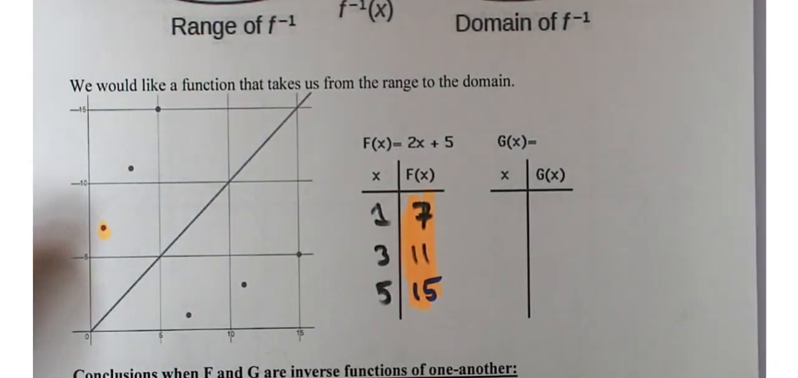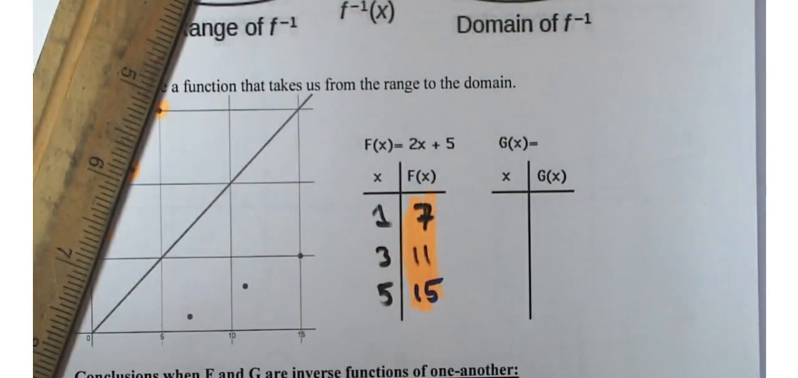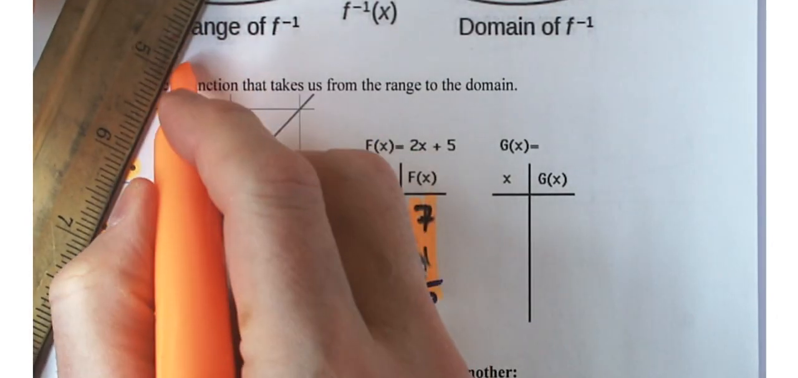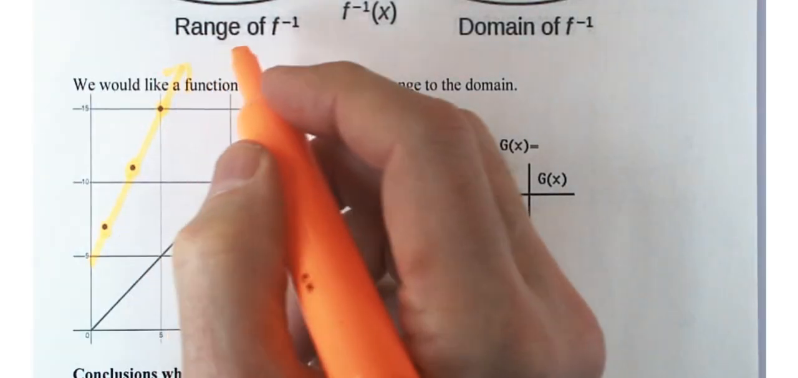1 and 7, 3 and 11, and 5 and 15. So we can play connect the dots if you want. And I've got rulers that I'll put up here. You don't need to give me an ID to borrow them. So if you want to borrow a ruler, that's great. Let's play connect the dots with these points. And that's our function.